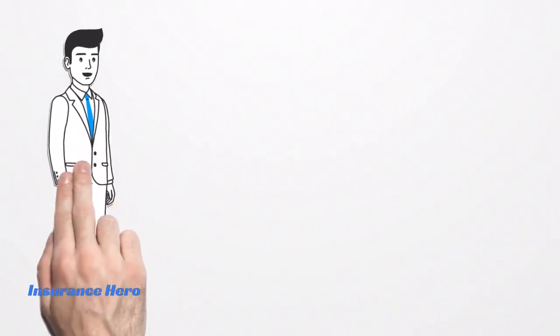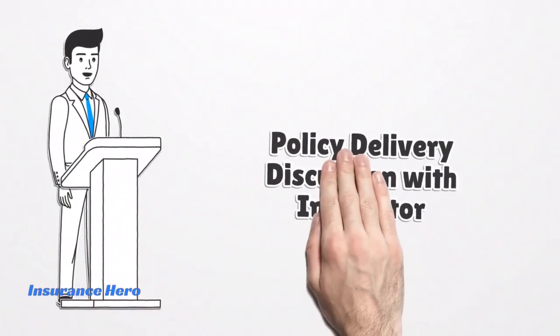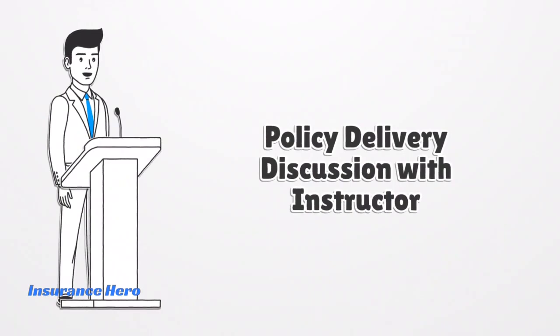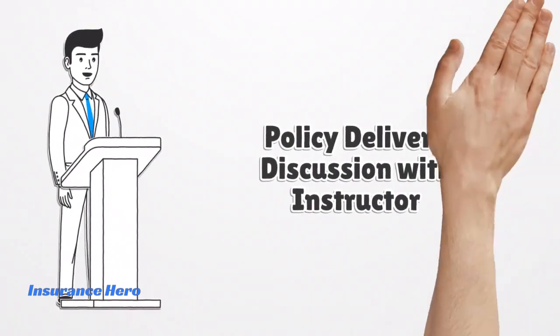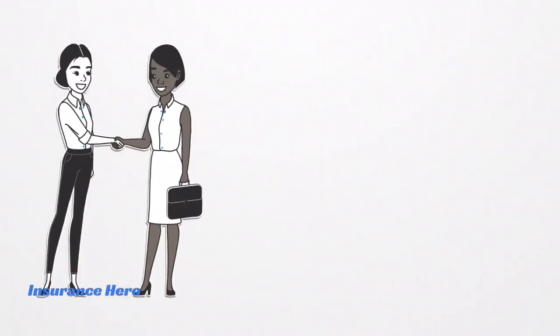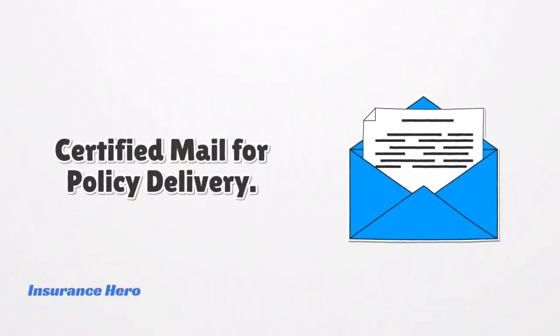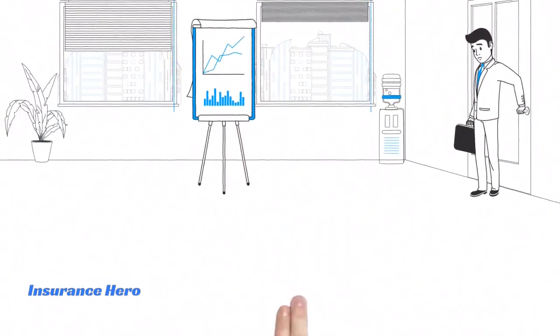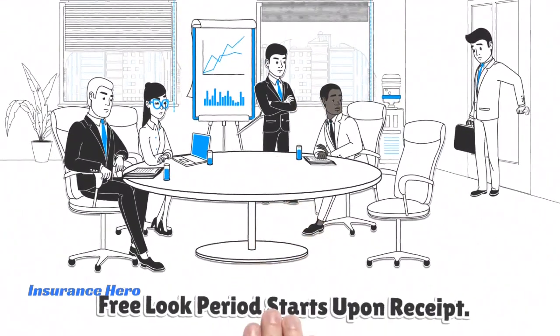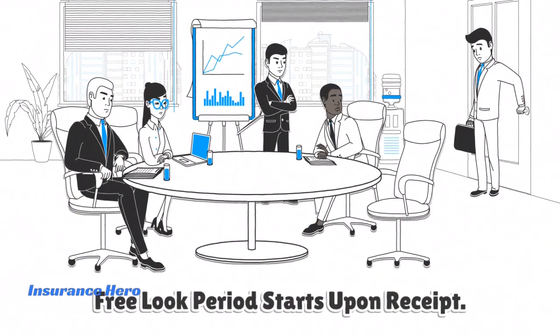Instructor discusses policy delivery. When delivering the policy, it's best to do so in person so you can explain the policy, answer questions, and ask for referrals. If you mail the policy instead, send it certified or registered mail so you have proof of the date the policy owner received it. This is important because the 10-day free look period starts when the policy owner receives the policy.